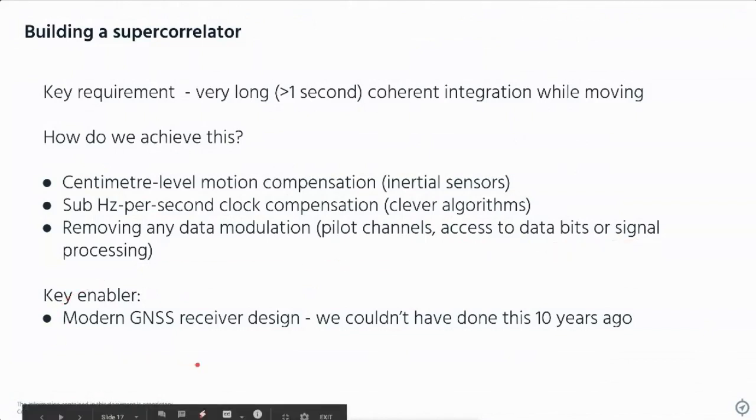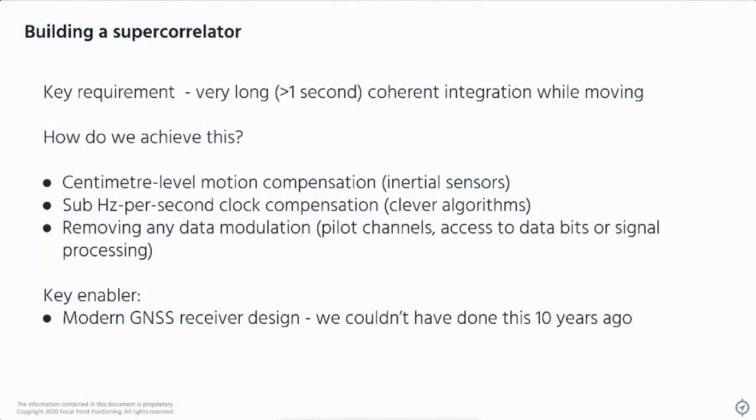And a key to all of this is modern GPS receiver design. We couldn't have done this about 10 years ago. 10 years ago, the way that the receivers and chips were designed was as a monolithic silicon design. Inside that chip were a load of physical fuses that couldn't be changed once they had been designed, and that chip had been burned into silicon to do its job.